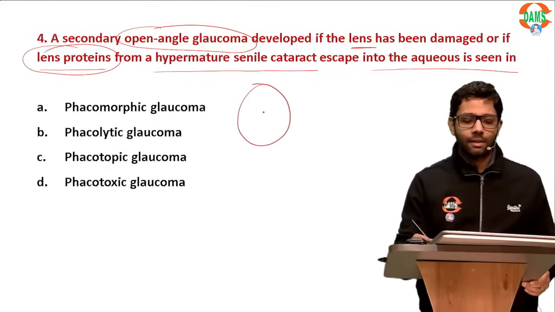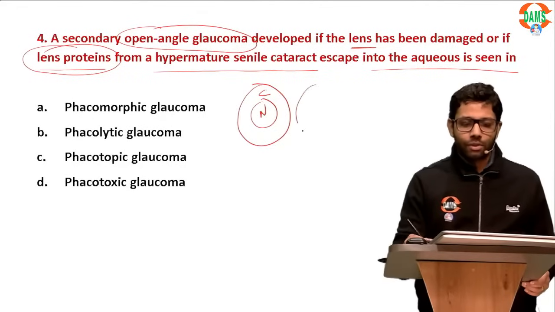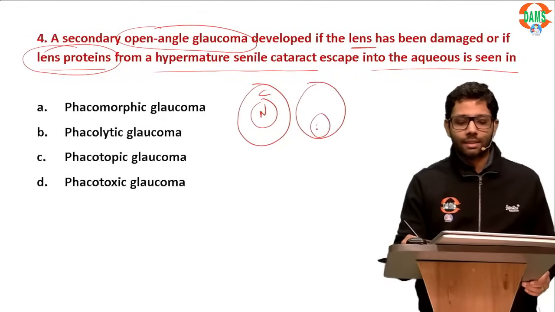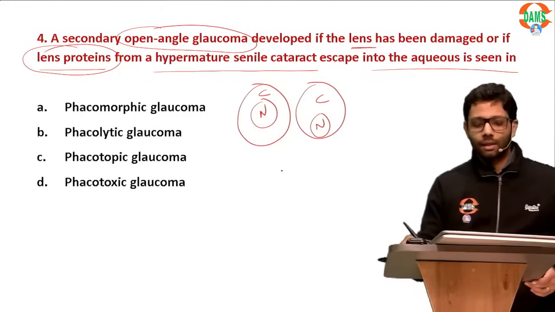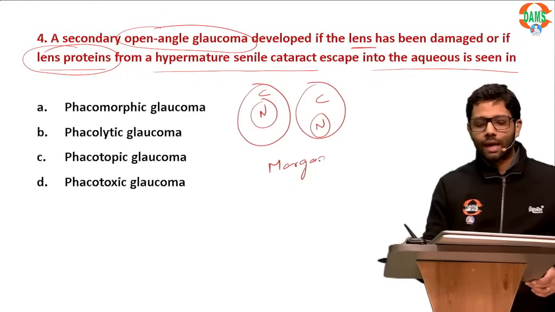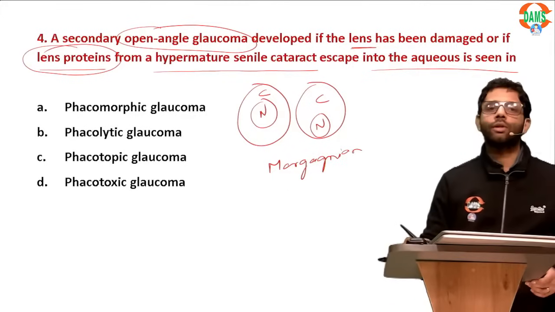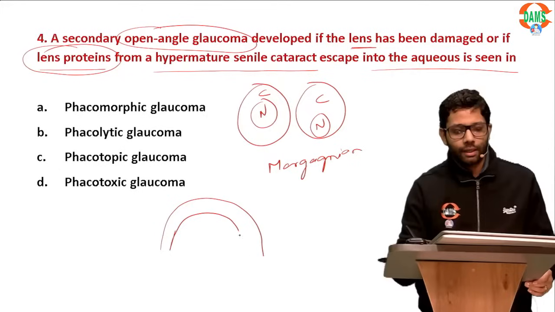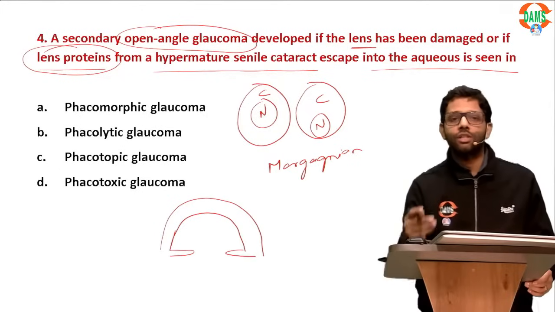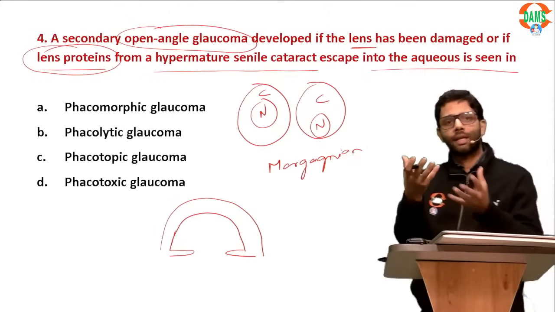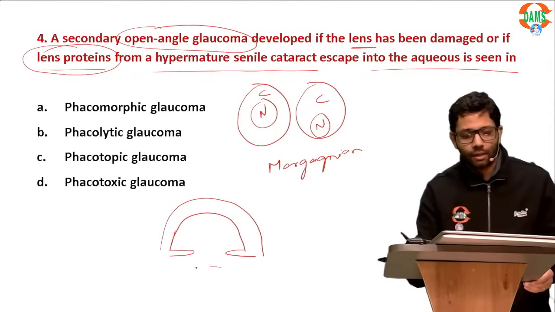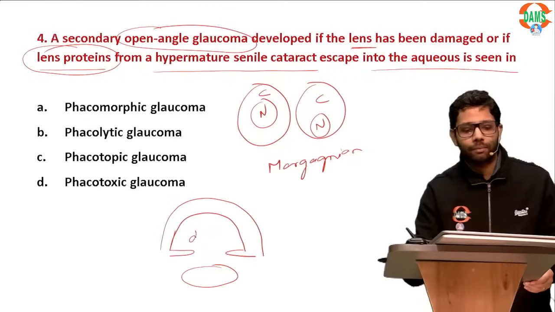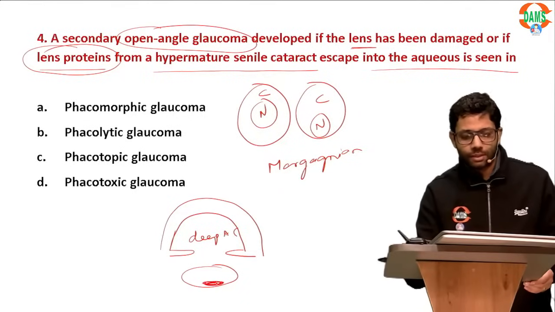If this is the lens, this is the nucleus, and this is the cortex. In hypermature senile cataract, in one type of cataract, the nucleus sinks due to dissolvement of cortex. That is known as Morgagnian hypermature cataract. And what happens in Morgagnian hypermature? See, already in hypermature, the lens size is very small. Immature, mature, hypermature, the lens shrinks. If the lens is shrinking, already the antechamber is very deep. There is deep antechamber, and the nucleus is sinking down.